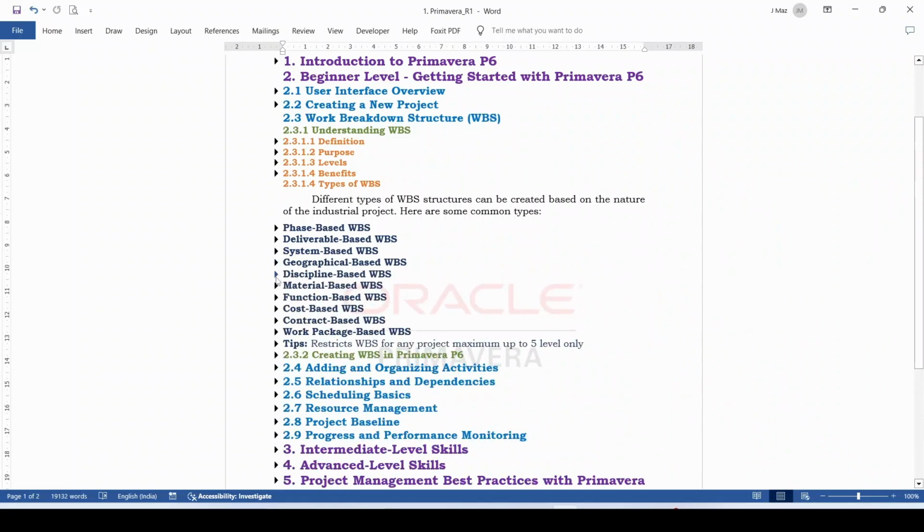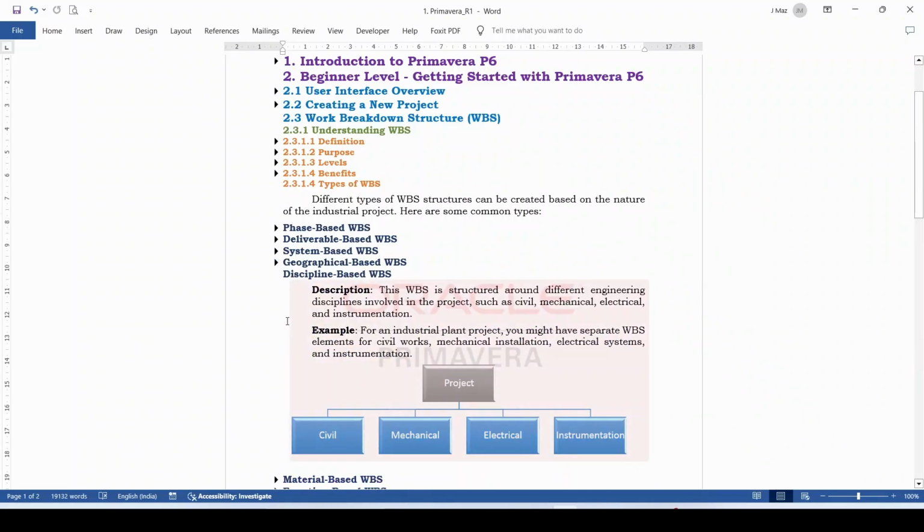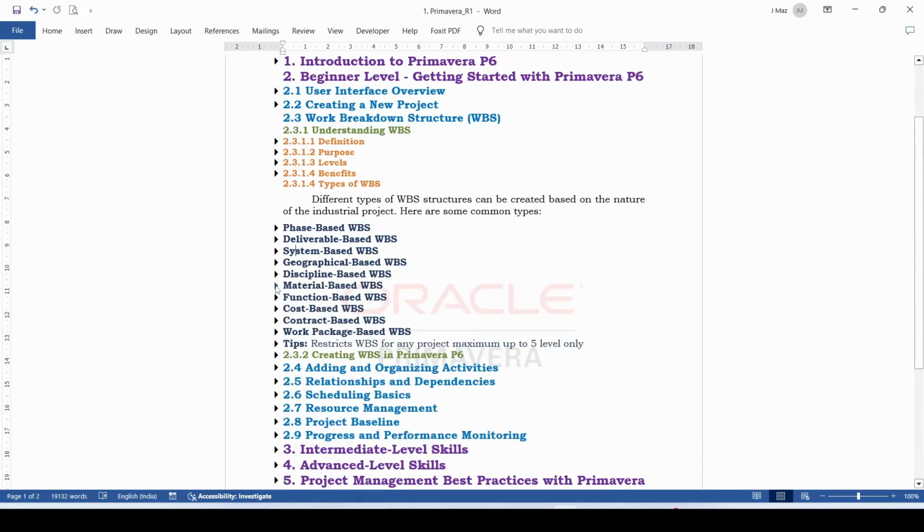Fifth is discipline based WBS. This WBS is structured around different engineering disciplines involved in the project, such as civil, mechanical, electrical, instrumentation, etc. From the pictorial diagram, you can see that if a project involves several departments, the project may be subdivided into discipline based WBS.